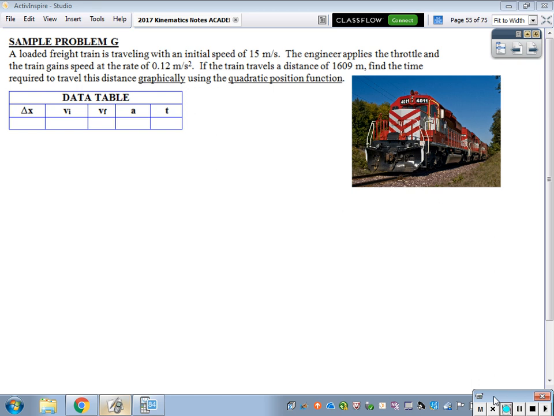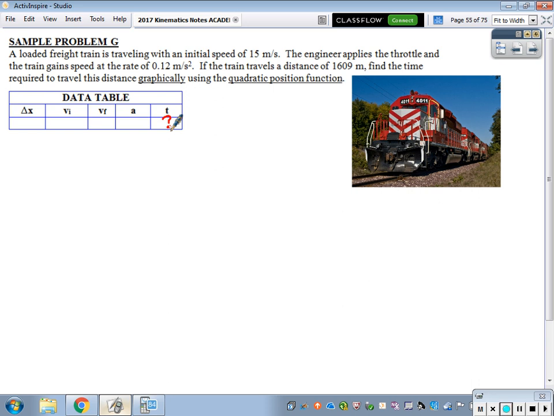Justin, do me a favor. You know what we're trying to solve for. Where are we going to put our happy little question mark? Time. Okay, so that's where our question mark is going to go. We need to be able to solve for time.